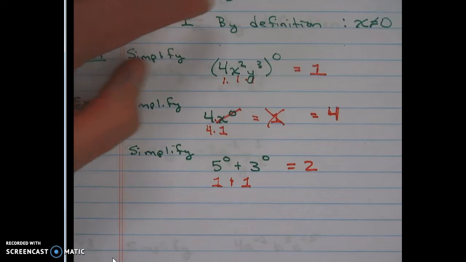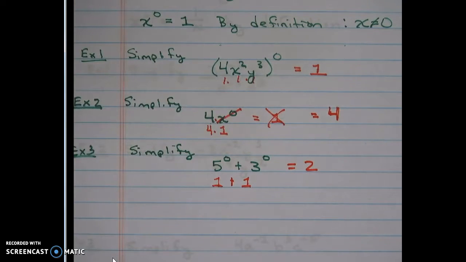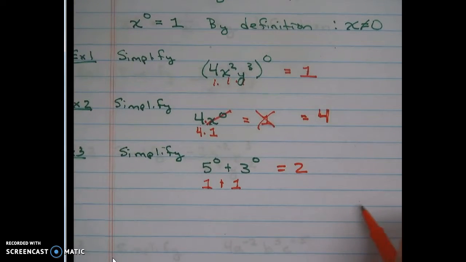So the big takeaway today, though, is what is anything to the 0 power? It's equal to 1 by definition. The only time that's not true is if x is 0. 0 to the 0, we say domain error. Whatever, that's what the calculator says.